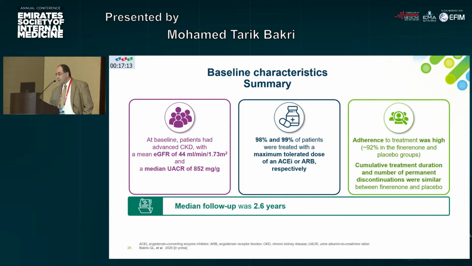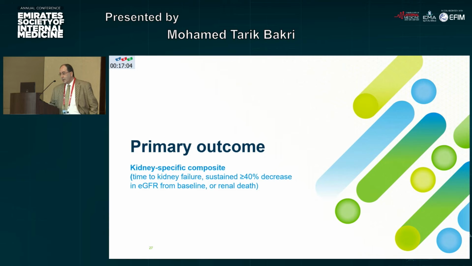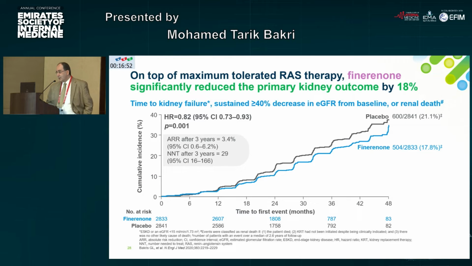The adherence was very high, 92%, the side effects were manageable, and there was a very low discontinuation rate. Looking at the primary outcome, which is a kidney-specific composite: time to kidney failure, sustained more than 40% decrease in GFR from baseline, or renal death. You can see there was a significant reduction of 18% with a significant p-value, and the number needed to treat for 3 years was 29 patients. So this is a really significant result.